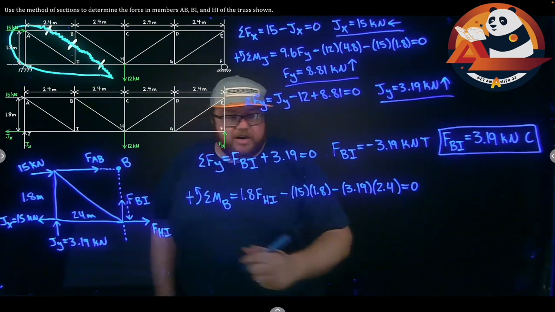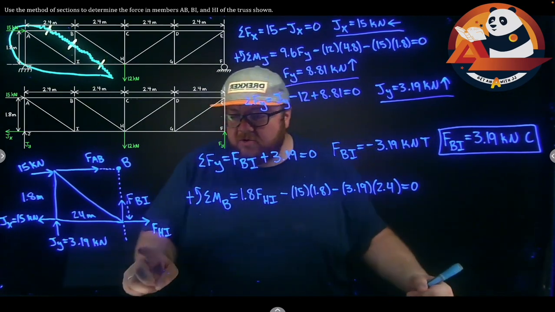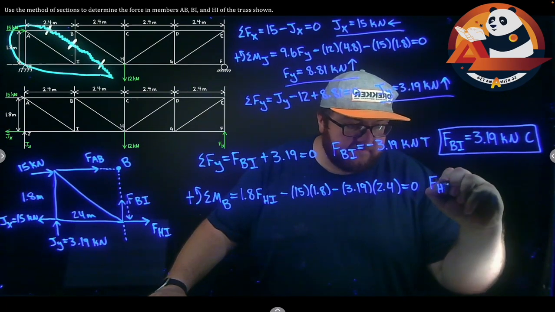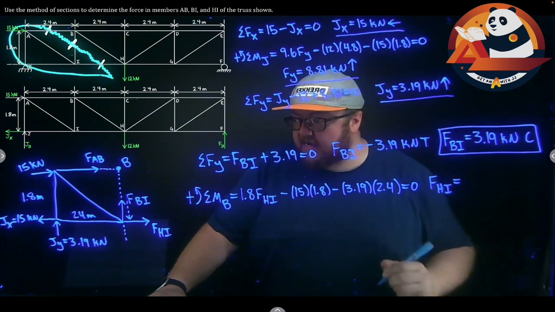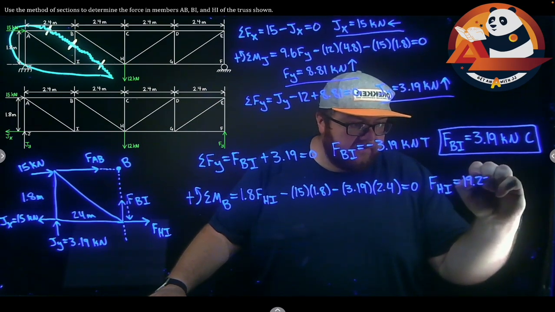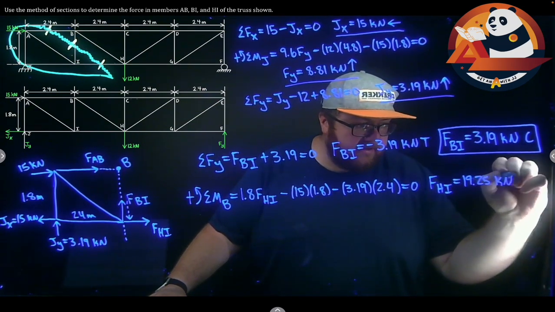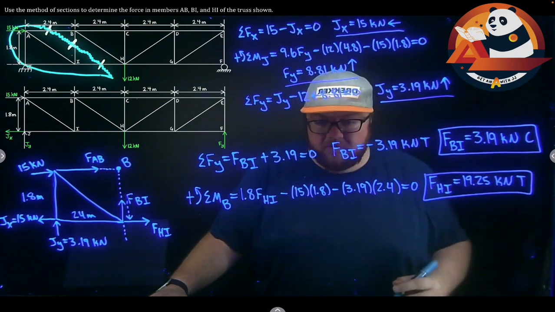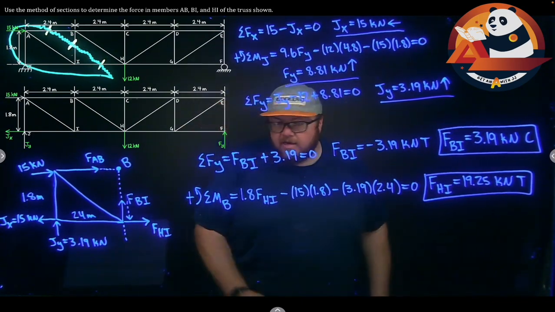If I solve that for FHI, I'll get a positive, which means we are in tension. FHI works out to be 19.25 kilonewtons in tension, which would be my second answer for this.